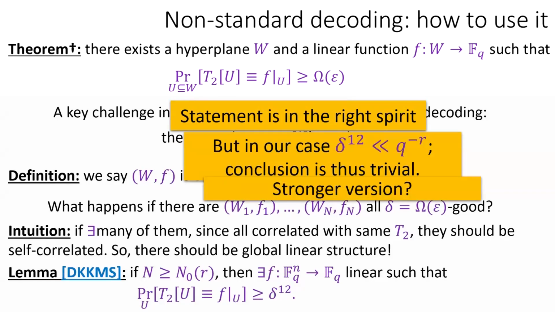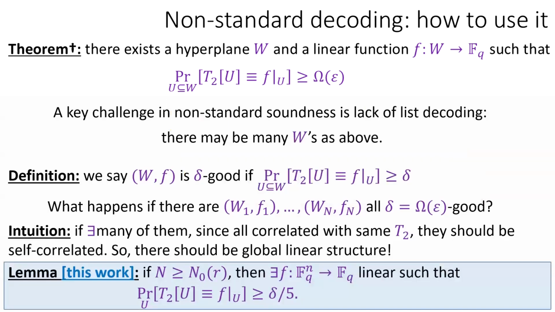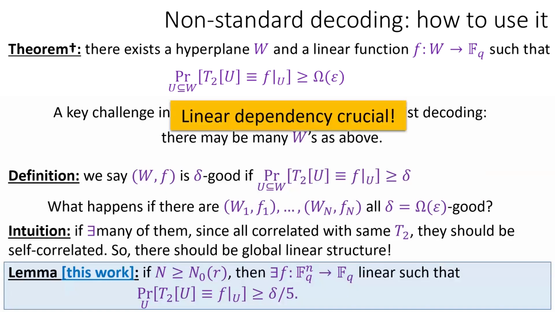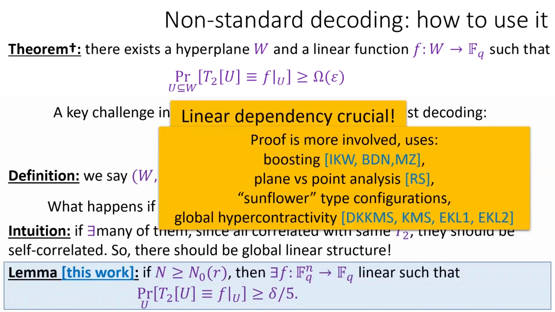So what we have to do is prove a stronger version of that. And this is indeed the main technical component of this work. We managed to improve that lemma and show that actually you only lose a constant. Only delta over 5 is necessary. But the proof of that is significantly more complicated. You use stuff from direct product testing, you use the analysis of the plane versus point test, you use the global hypercontractivity that Guy mentioned, and some sunflower things, so it's quite a thing. But this is how you get beyond this list decoding issue.